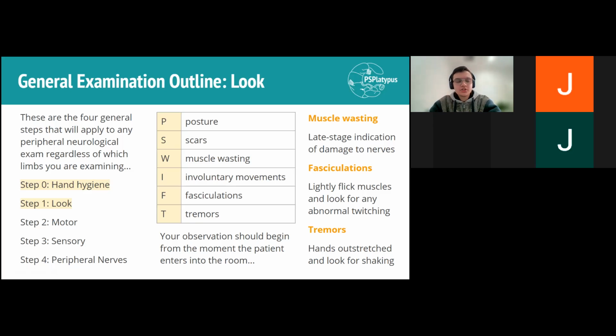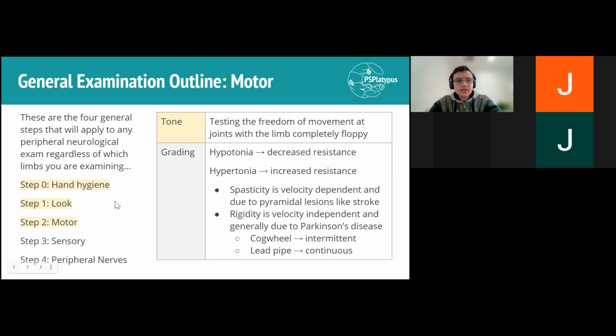So observation should be starting from the get-go. Then you look at your motor stuff. So we're thinking first tone. Tone is your freedom of movement at your joints when you try and make either the upper limb or the lower limb as floppy as possible. So tell your patient to relax. You will do all the work here. And I'll go into how you test this in the upper limb and lower limb later, so the practical aspects.